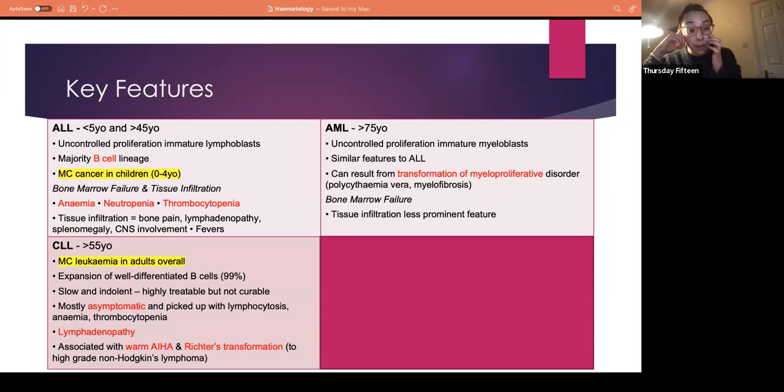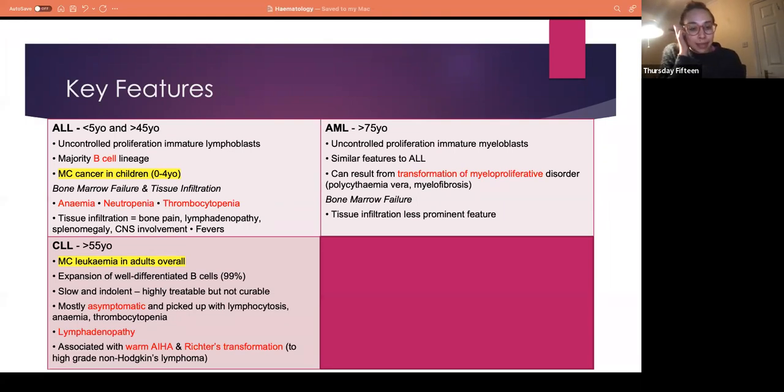CLL is the most common leukemia in adults overall, and it generally presents in patients over 55. It's an expansion of more well-differentiated B cells, and it's a slow and indolent course, so it's highly treatable, but you can't cure it. Lots of older adults will live with CLL and die of something else first.